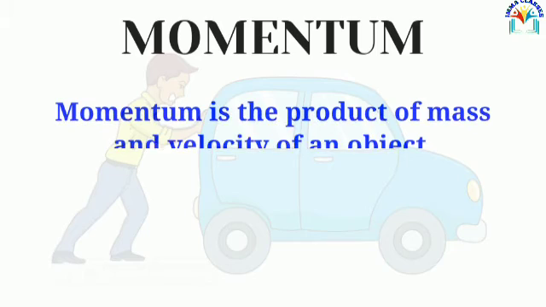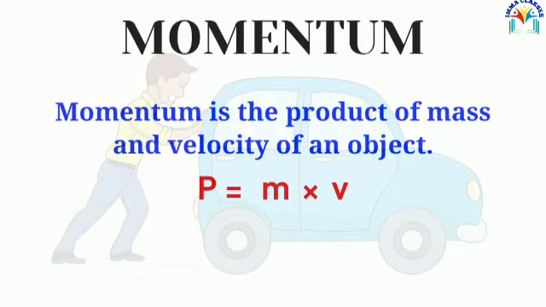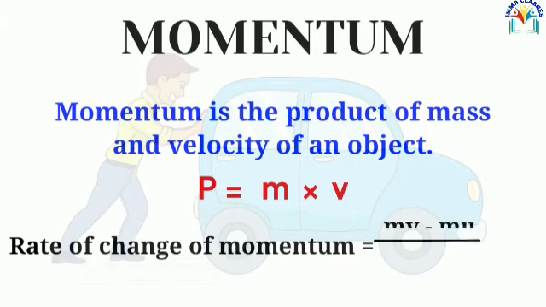Momentum. Momentum is the product of mass and velocity of an object. Momentum is equal to mass multiplied by velocity. Rate of change of momentum is equal to mass multiplied by final velocity minus mass multiplied by initial velocity, upon time.